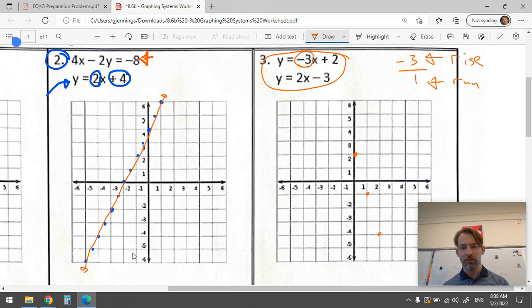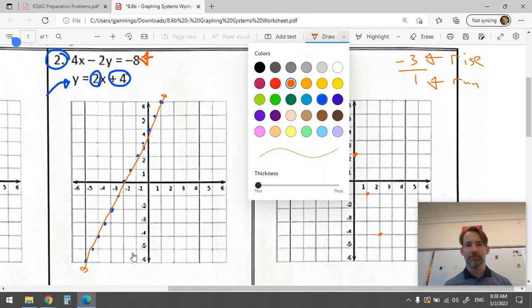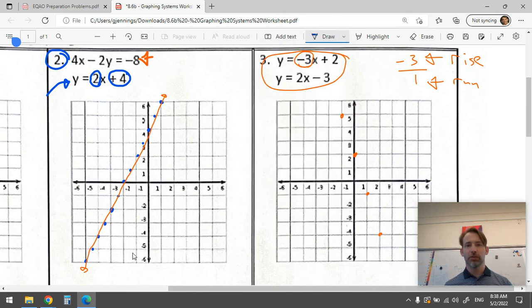Run 1, rise minus 3. Run negative 1, rise plus 3. Okay, so that's going to be this collection of points that go through there. And then this one over here, y is equal to 2x minus 3. Well, here's minus 3. I go back 1 down 2. Why? Because here 2 is the same thing as 2 over 1, which is the same thing as negative 2 over negative 1. So if I go negative 1 in the x, I go negative 1 in the y. If I go positive 1 in the x, I go positive 1 in the y.